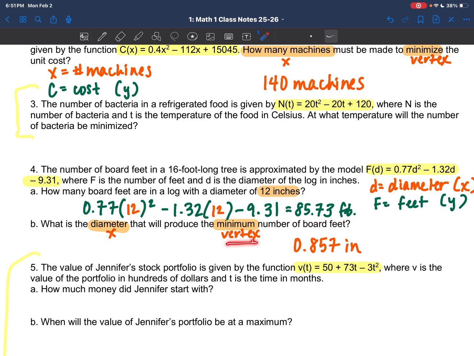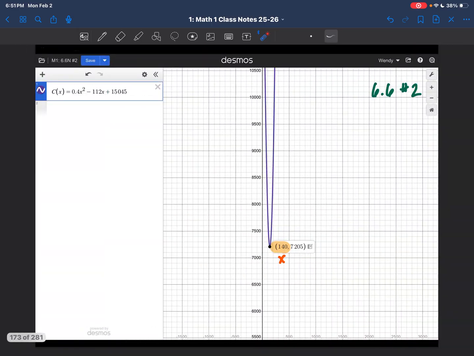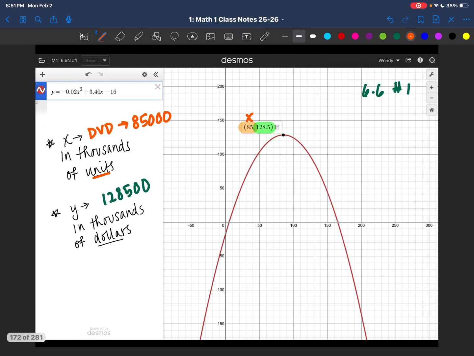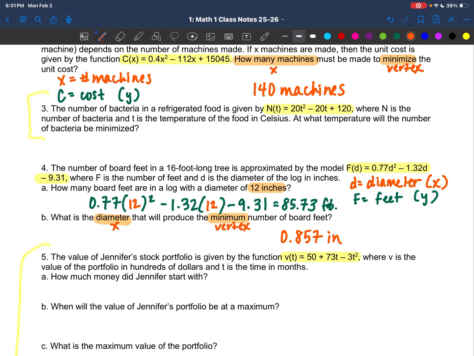So diameter minimum, which is vertex, so we want to go here. So we got our diameter, which is right here, which is your vertex. So diameter, vertex, is 0.85714, but we're going to round that to 0.857. And then that's all we need to do. So not too bad. This is a lot easier. It's just making sure you understand what you're looking for.